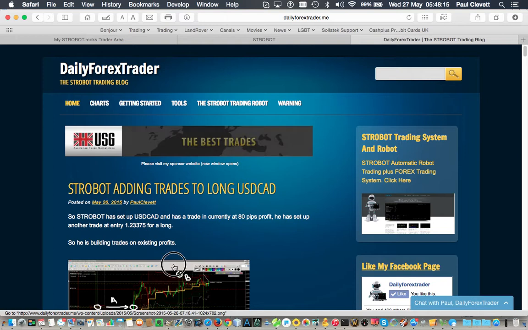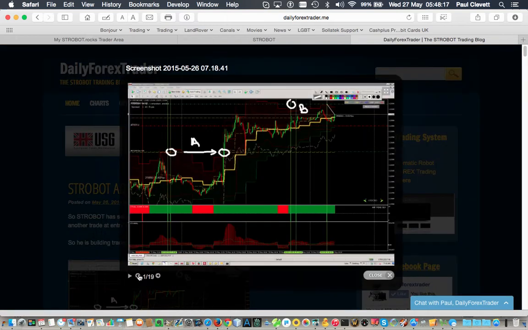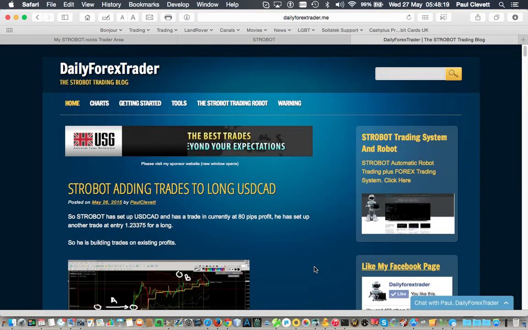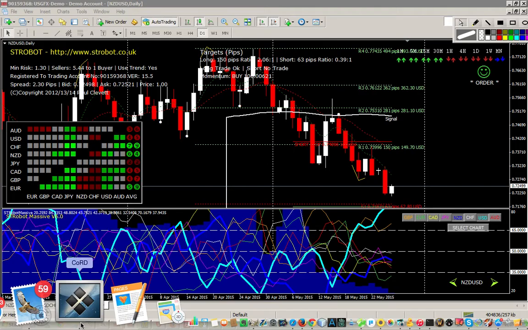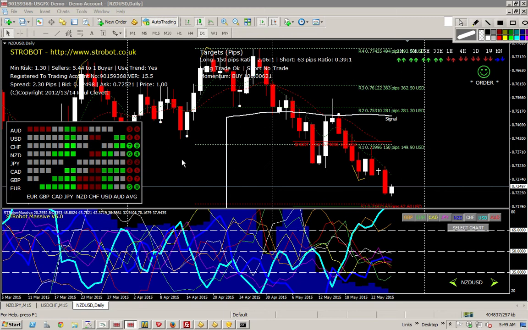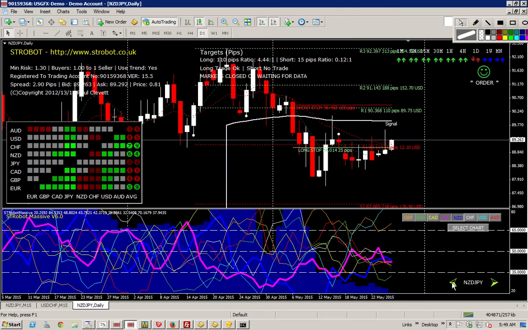Hi there, my name is Paul Clevett and I'm the author of the STROBOT Forex trading system, an automated Forex robot. He's basically artificial intelligence, and it comes with a couple of extra charts, but you can trade the whole of 40 currencies with him, and he works with Fibonacci ratios. If you don't know what those are, you can Google it and have a good read.